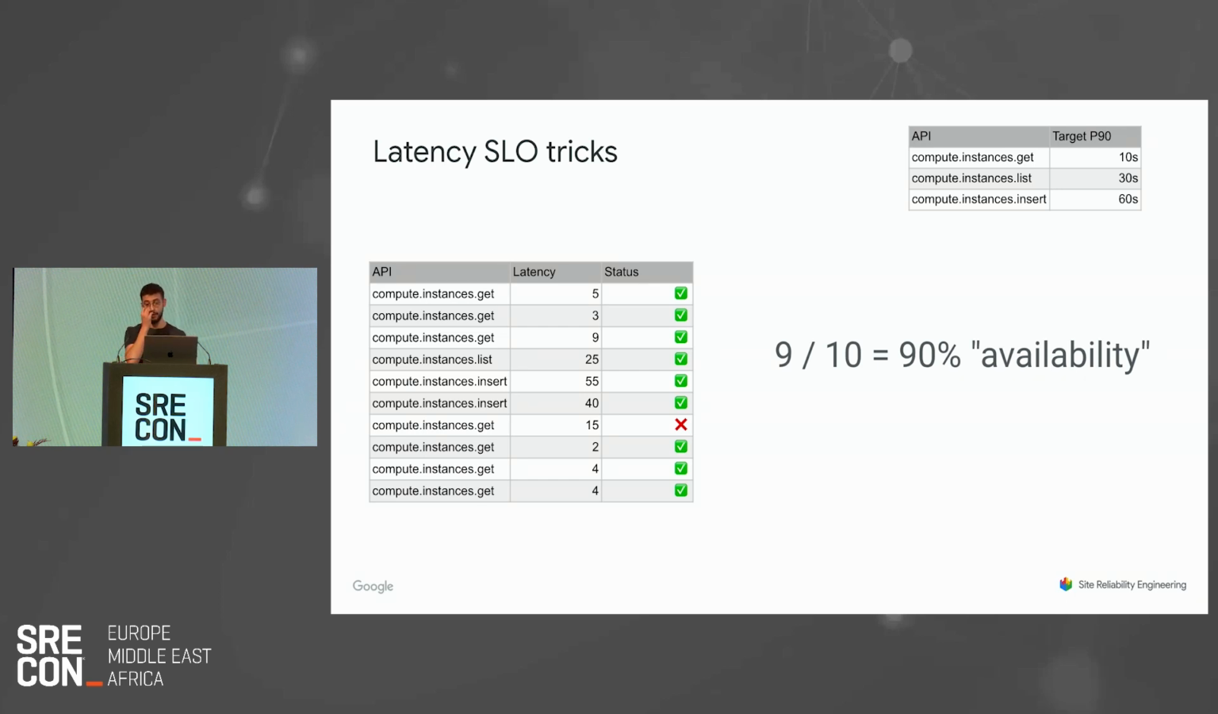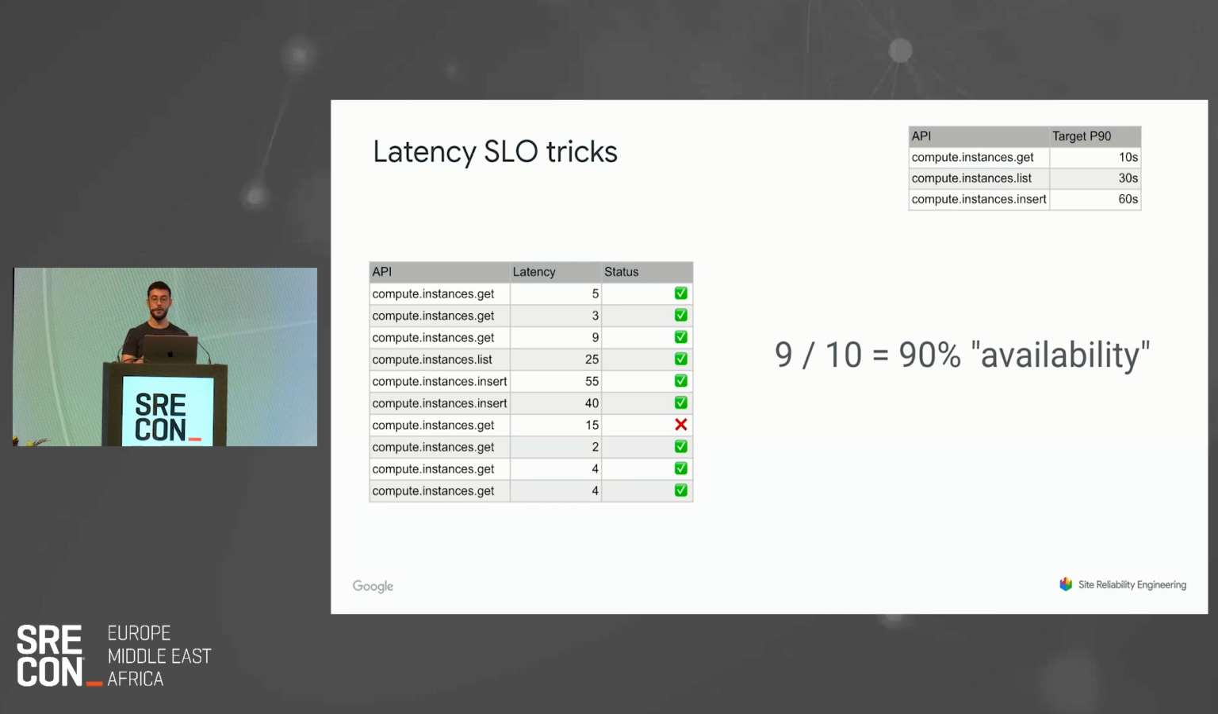For example, in the top right corner, I've added a slower instances list API method, where the P90 should be 30 seconds, and an even slower instances insert, with the P90 being 60 seconds. On the left table, I've listed 10 requests, where 9 of them are fast, taking the rules from the table, and only one of them is slower. We're now measuring if the entire system is fast enough at the 90th percentile across many methods where we've separately defined targets. We're trying to find regressions as a whole and not only for a specific method.